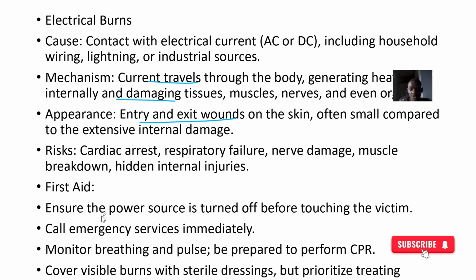First aid is basically to ensure that the power source is turned off, and you call the emergency services immediately. You keep monitoring their breathing and pulse, and you cover any visible burns with a sterile dressing.